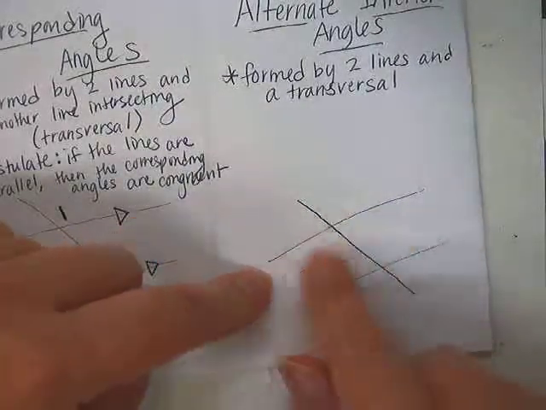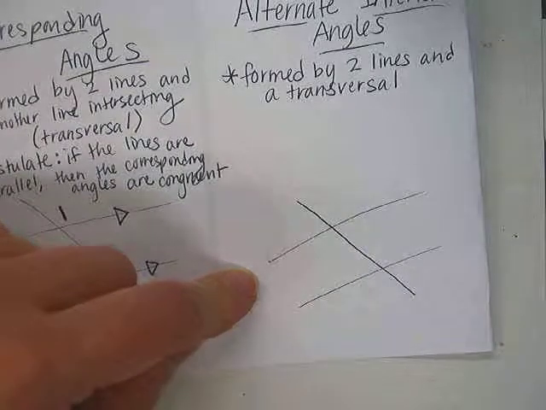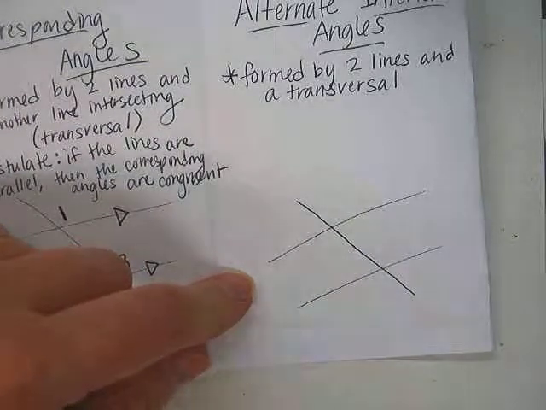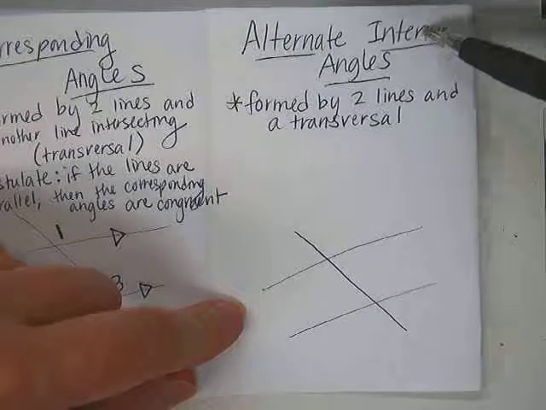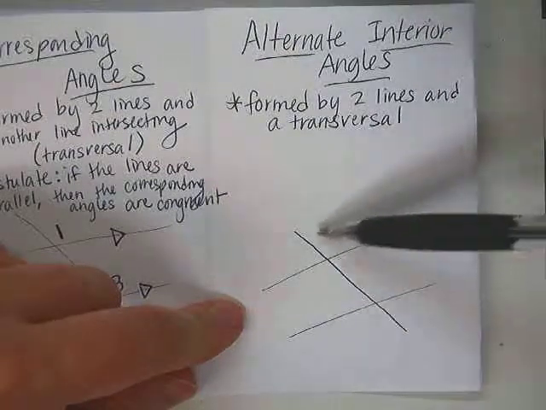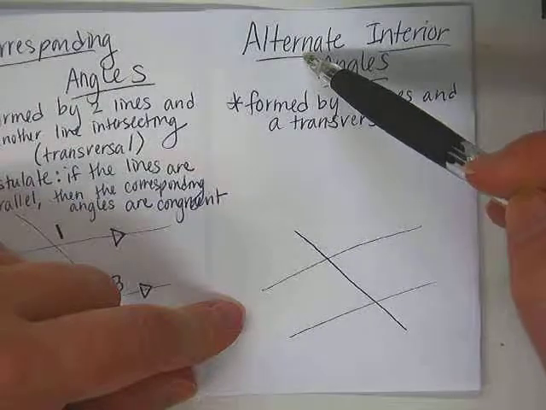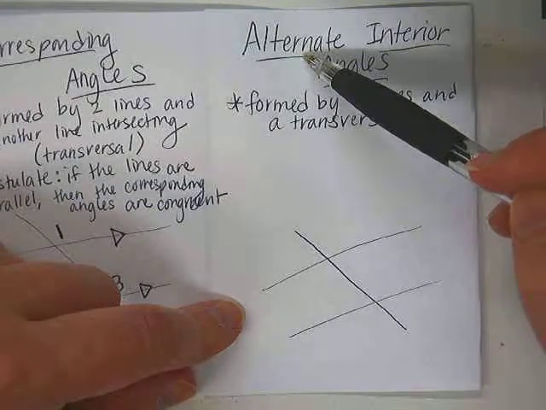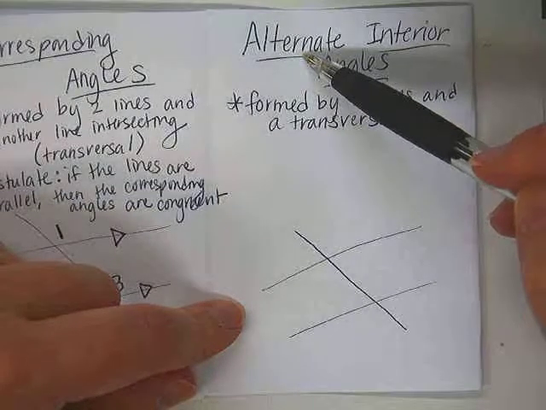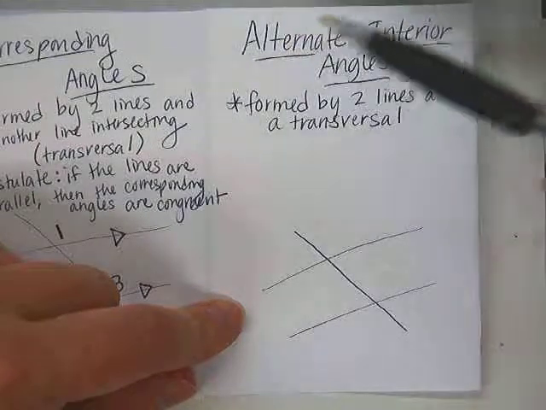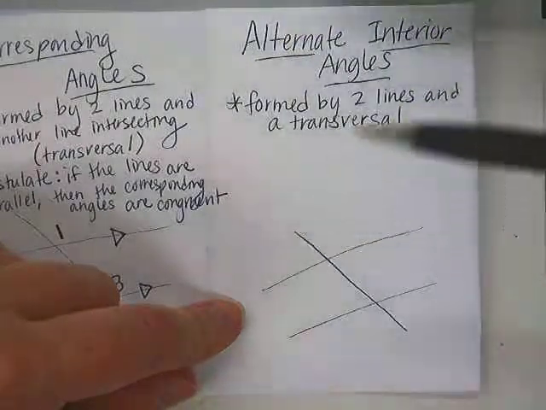This to me seems outside, and in here seems like it's inside because it's between the two lines. Does that sound logical? Okay, so when we're talking about interior, we're talking about angles in here. Now here's the other important detail, alternate. What does the word alternate mean?